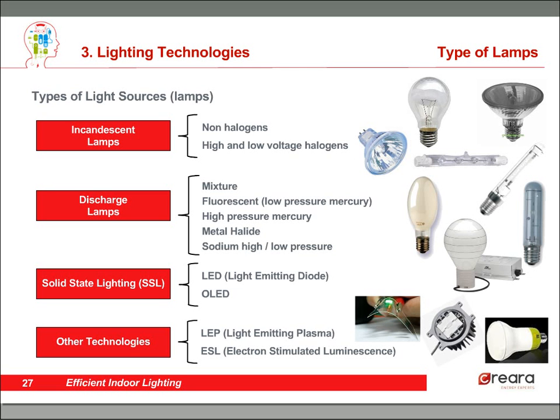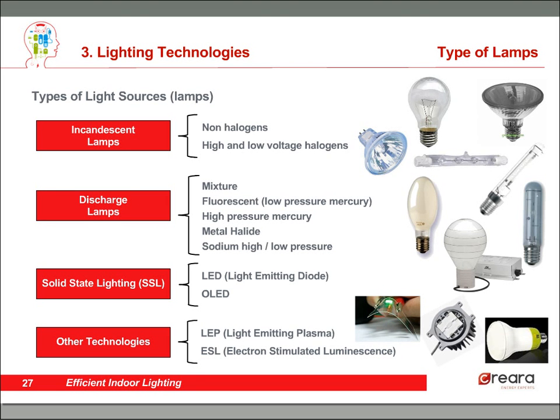Discharge lamps, the second family. The only discharge lamp we use in indoor lighting is fluorescent. Fluorescent is low pressure mercury. All the other discharge lamps are used in outdoor lighting: high pressure mercury, metal halide, and sodium. Only fluorescent is used in indoor lighting.